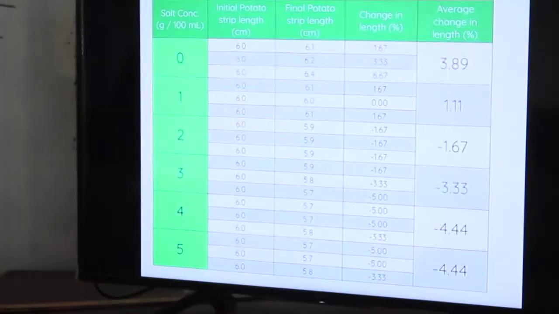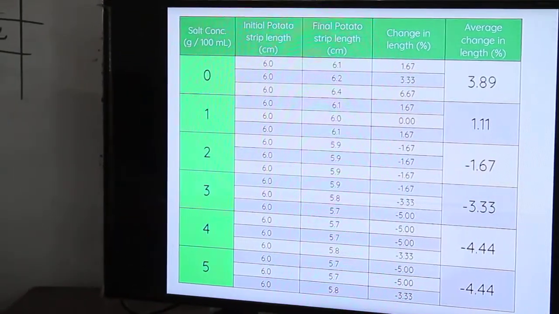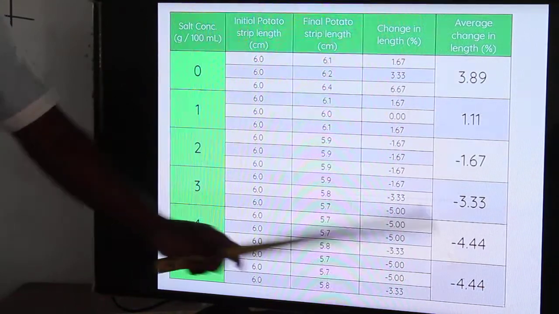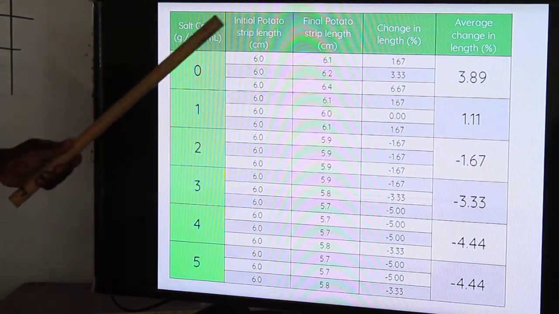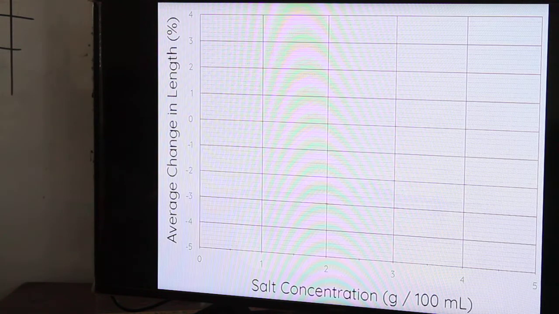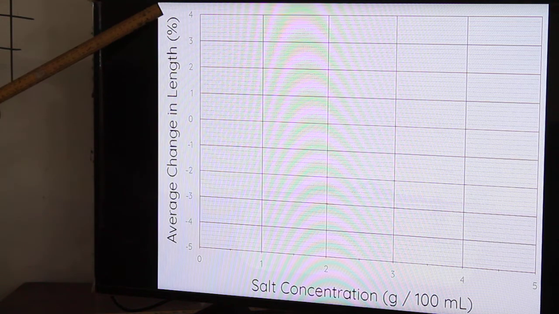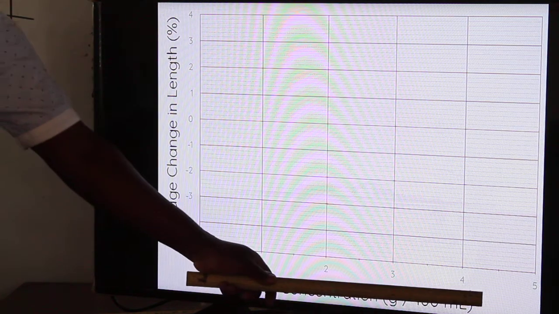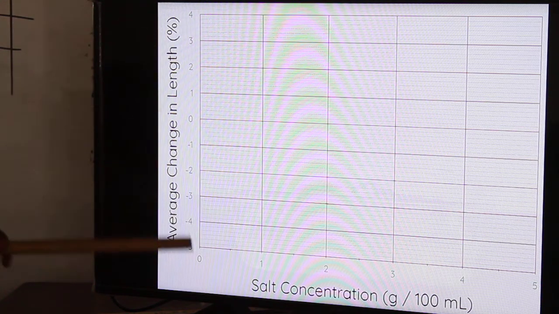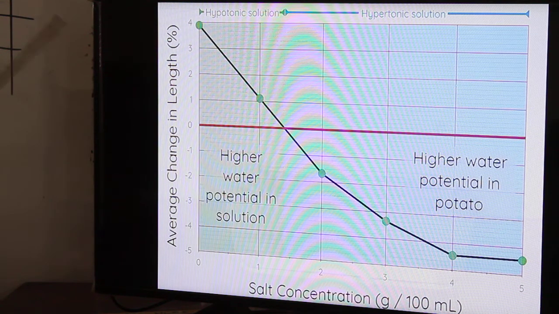We have the average change in length. This is the average change in length, and this is the percentage concentration. After that, we are supposed to plot a graph of average change in length against salt concentration. If you plot that graph, you'll have a curve running in that manner. That is the curve that you'll get.